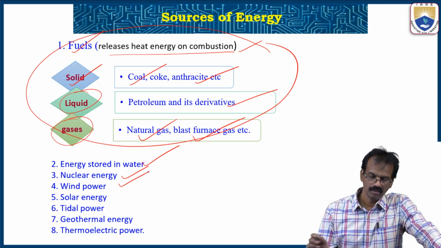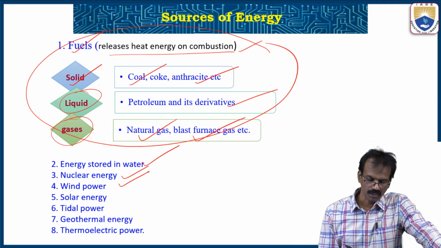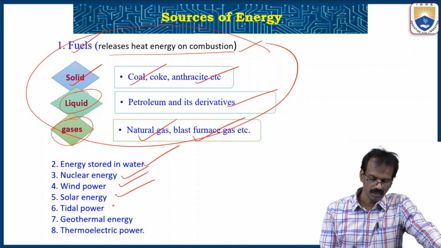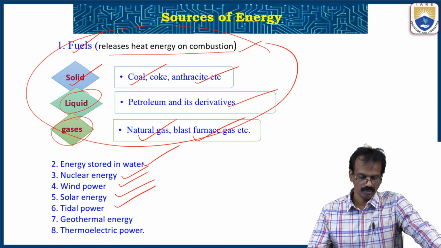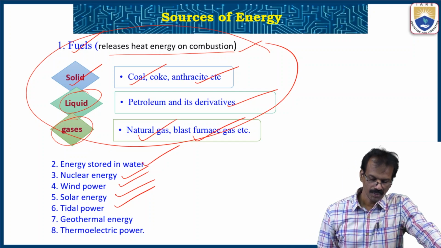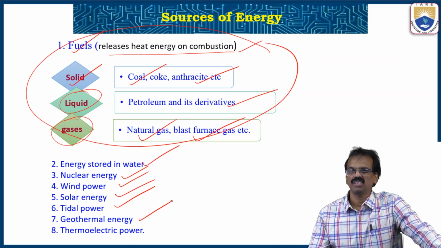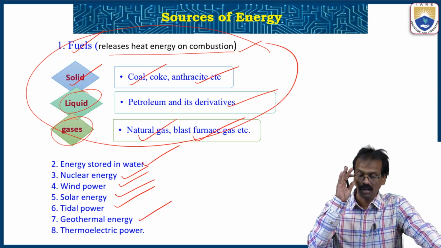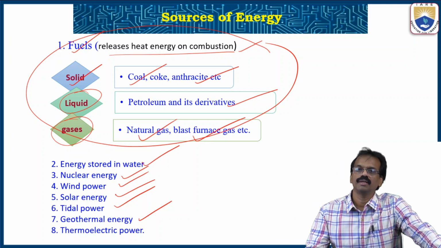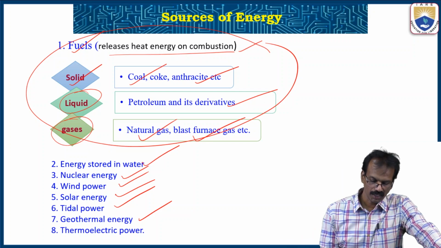Next wind energy. Next solar energy, which is growing rapidly nowadays. Tidal power also. By the help of tidal power plants, we can get this type of power. And geothermal energy. Based upon the climatic condition of the earth, we will get thermal energy from the earth also. Next thermoelectric power.